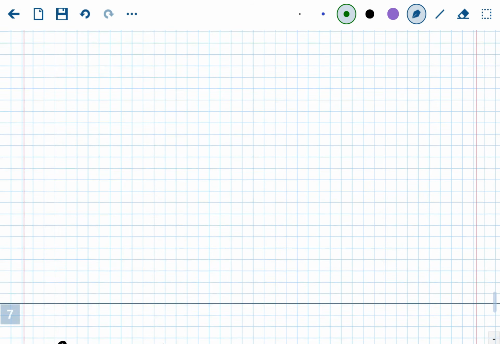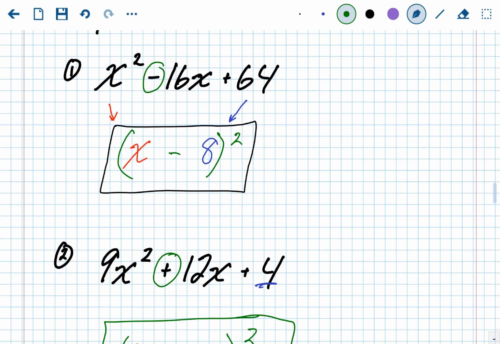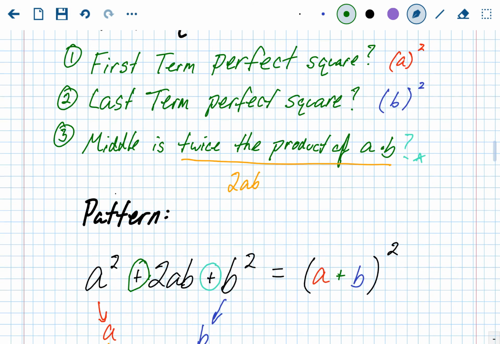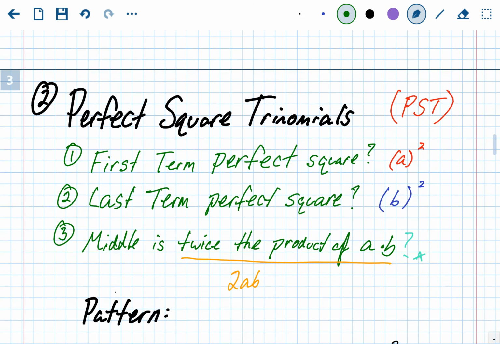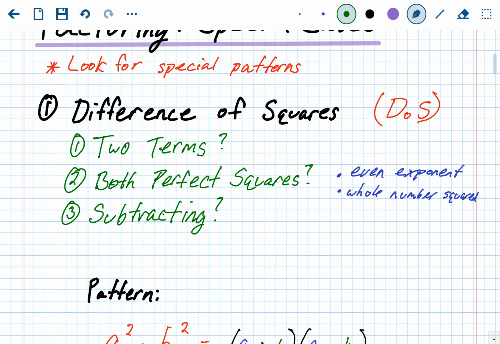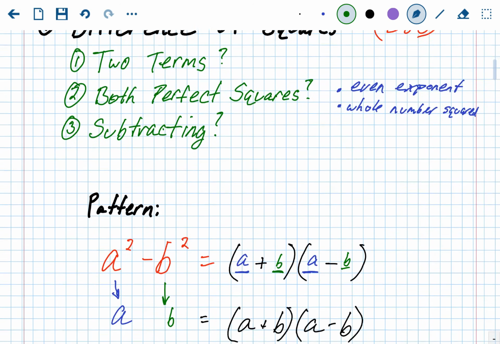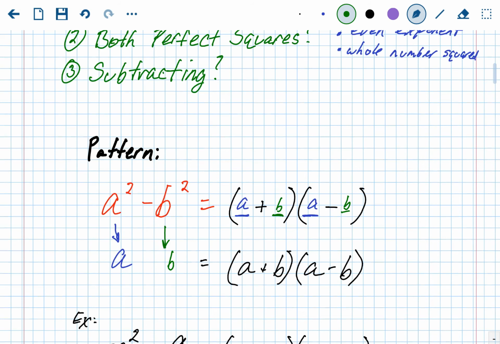And like I said, knowing these special patterns is going to make things a lot easier for us. And each one's just 3 questions. Perfect square trinomials: first term perfect square, last term perfect square, and then make sure to check the middle term is twice the product of A and B. And difference of squares, 3 simple questions. Two terms, are they both perfect squares? Are you subtracting? If you are, then you could use the difference of squares pattern of a plus b times a minus b.